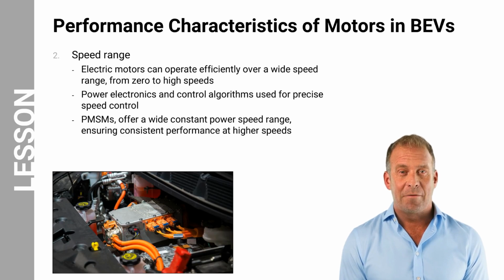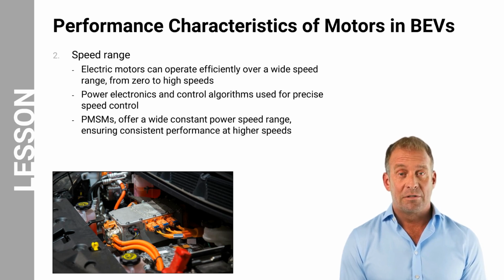Electric motors in battery electric vehicles offer a wide speed range, allowing for efficient operation from 0 to high speeds. This eliminates the need for complex multi-speed transmissions found in internal combustion engine vehicles. Power electronics and advanced control algorithms work together to regulate the power supplied to the electric motor, enabling precise speed control and optimizing overall efficiency.